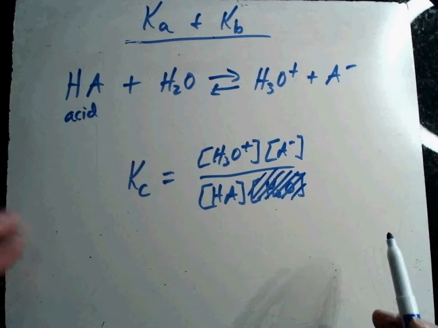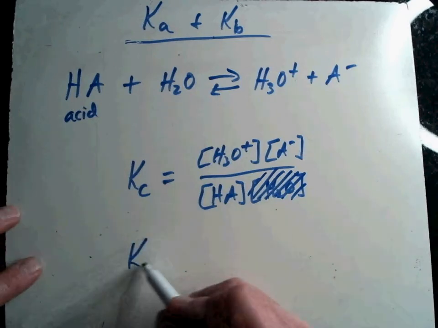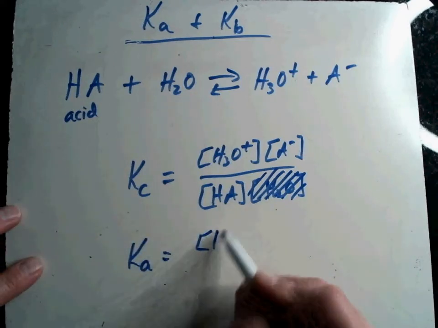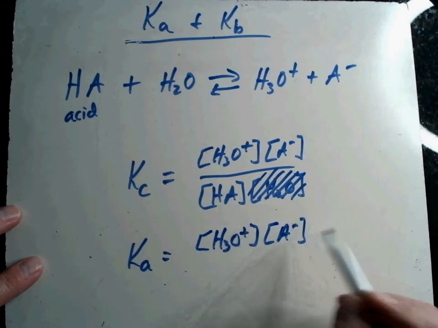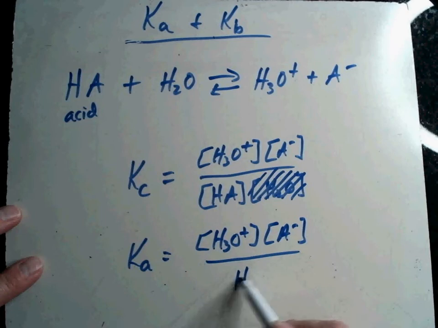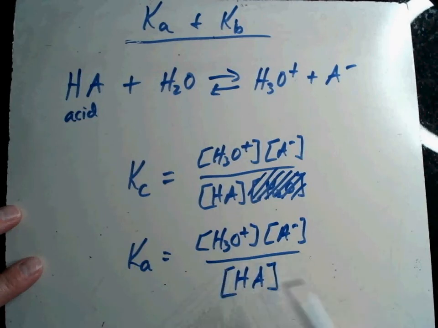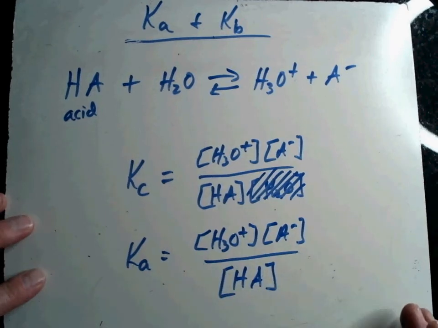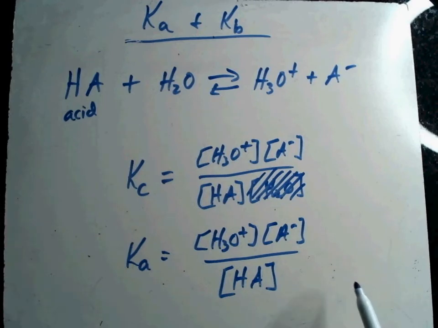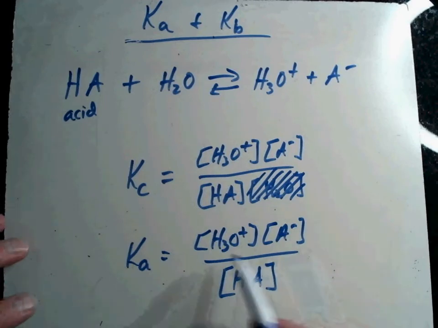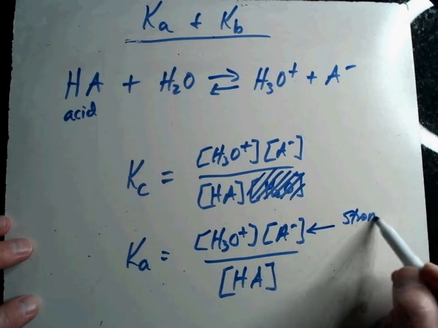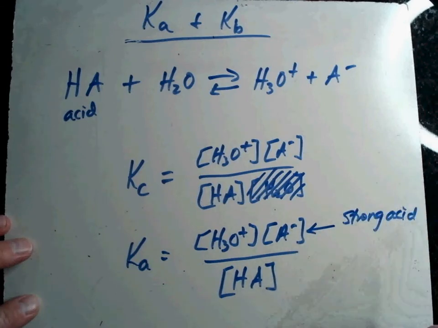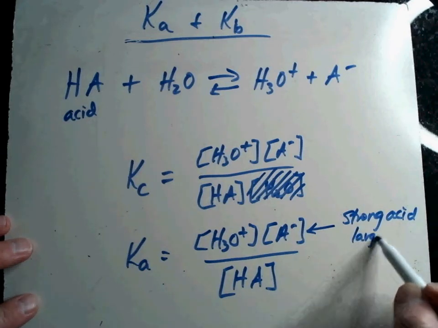So in reality, your Ka for your acid is going to be the concentration of hydronium and the conjugate base of the acid over your concentration of your original acid. Okay? Now here's what that means. If you were plugging numbers in here, this is going to be a strong acid if your largest number is here.